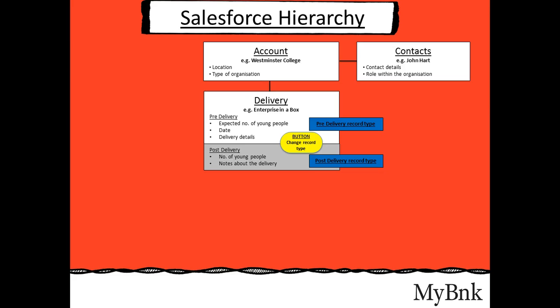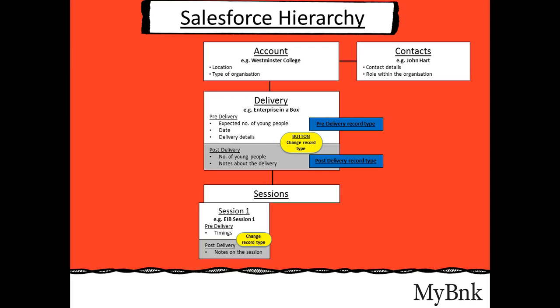In the post-delivery record, you have to enter the actual number of young people and any further notes about the delivery. A delivery consists of one or more sessions. So in the case of a Unidos, for instance, it's usually only one session. In the case of an enterprise, it is 2 sessions. In the case of MoneyWorks, it's 3 sessions, and so on. It's different for the different programs, obviously. Again, there are pre-delivery details that are entered by Graham here in the office, and there are post-delivery details that need to be entered by you.